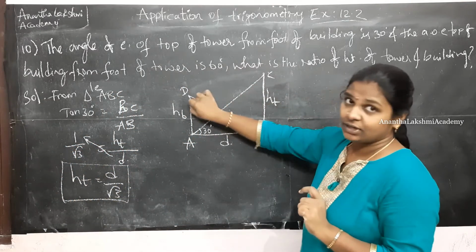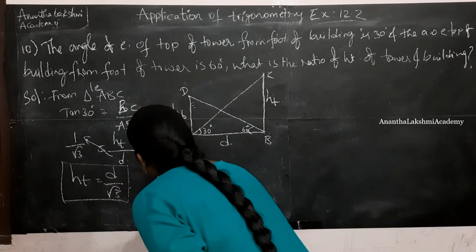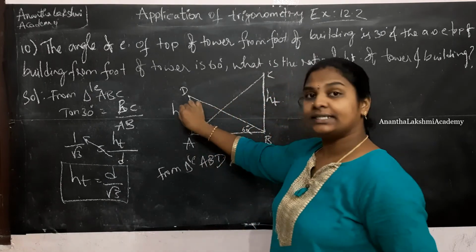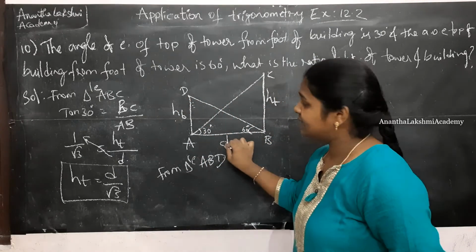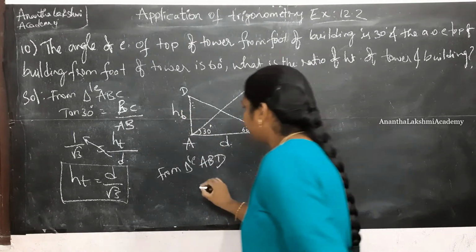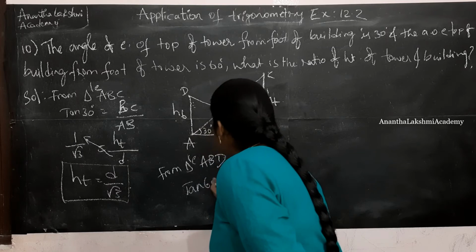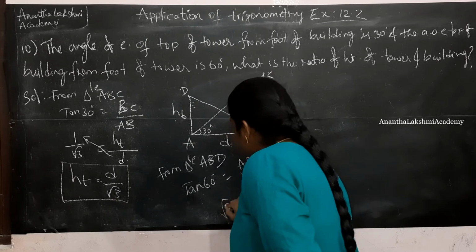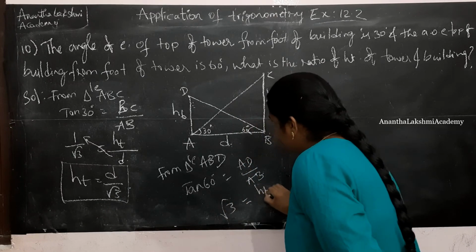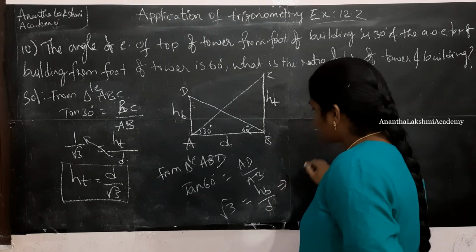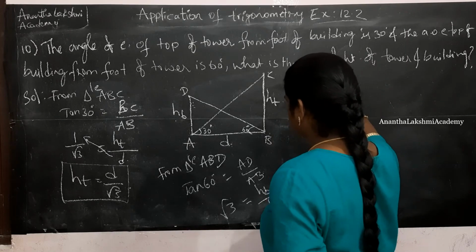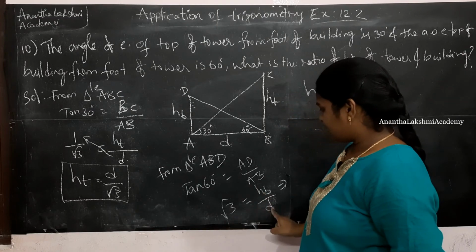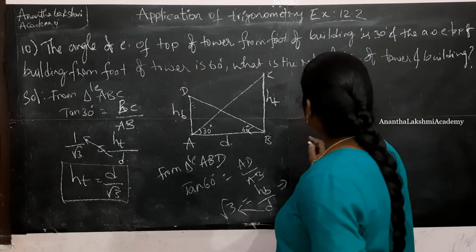Next we need to figure out the height of the building. So for that, from triangle ABD, again I am considering tan, because we assumed the distance D here and height to be HB. tan 60 is equal to AD by AB. Tan 60 is root 3. AD is HB, by AB is D. So HB is equal to, when D goes this side, D root 3.